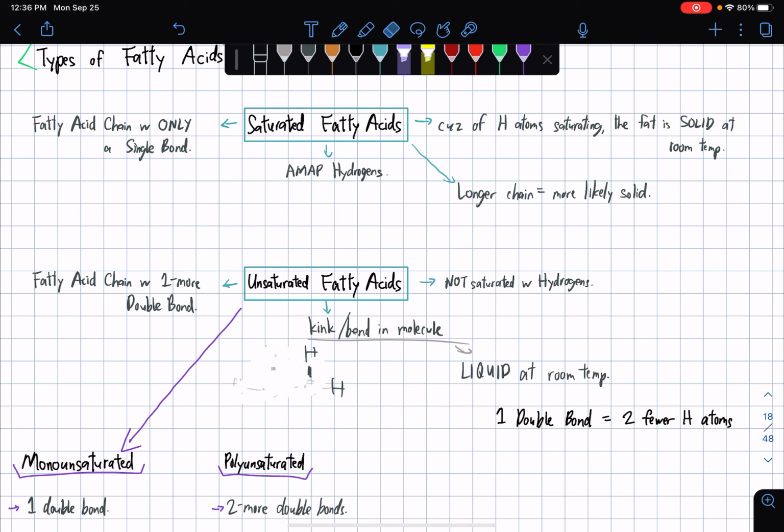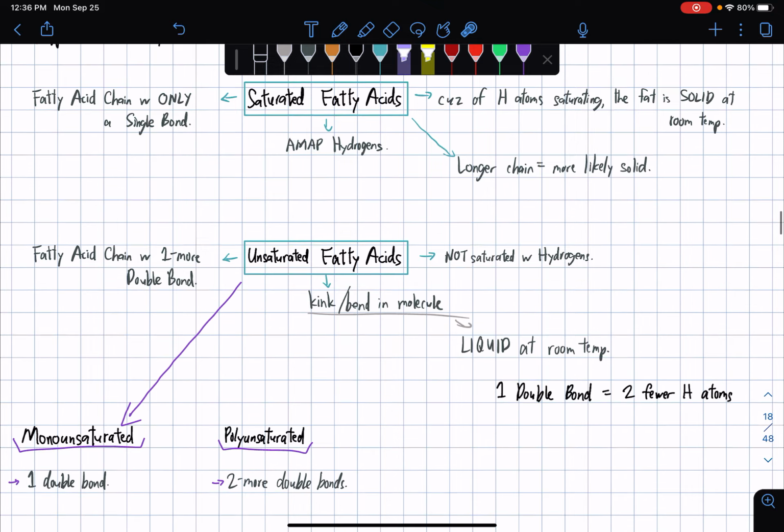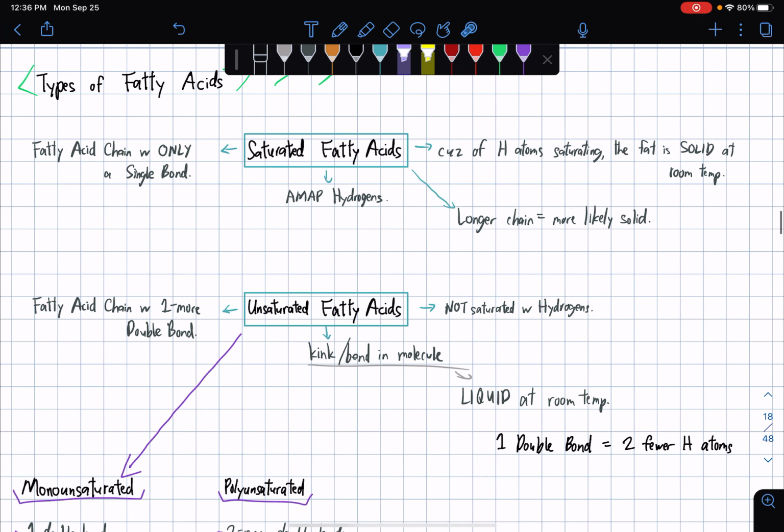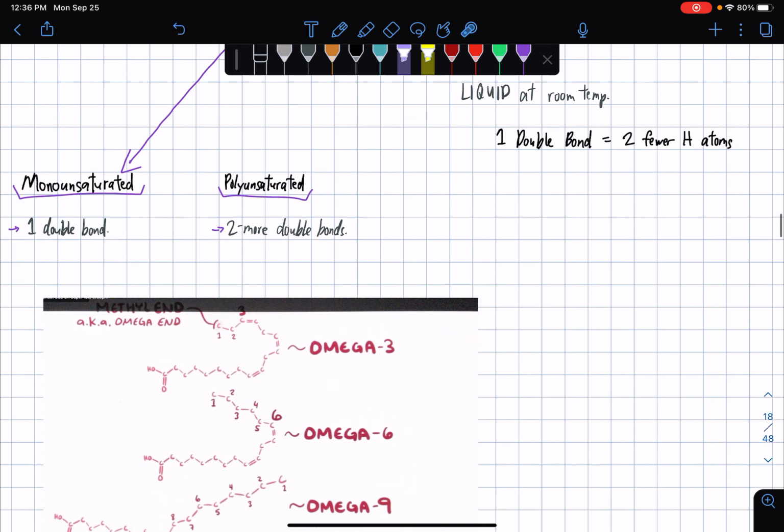So, yeah. Because unsaturated fatty acids are not saturated with hydrogen atoms, there is a bend in the molecule which makes it liquid at room temperature. The longer the chain for saturated, the more likely it is solid. So because of the saturation of hydrogen atoms, the fat is solid at room temperature. That goes for saturated fatty acids.